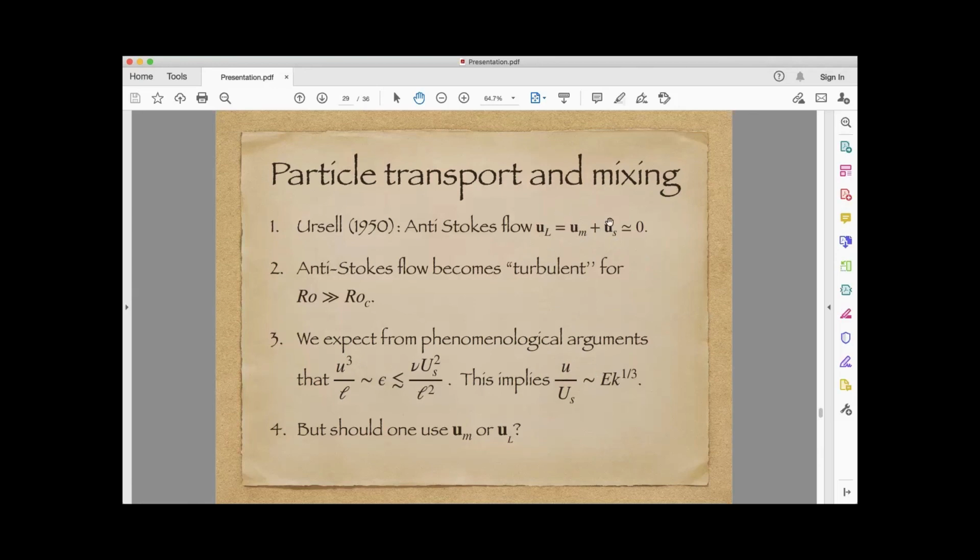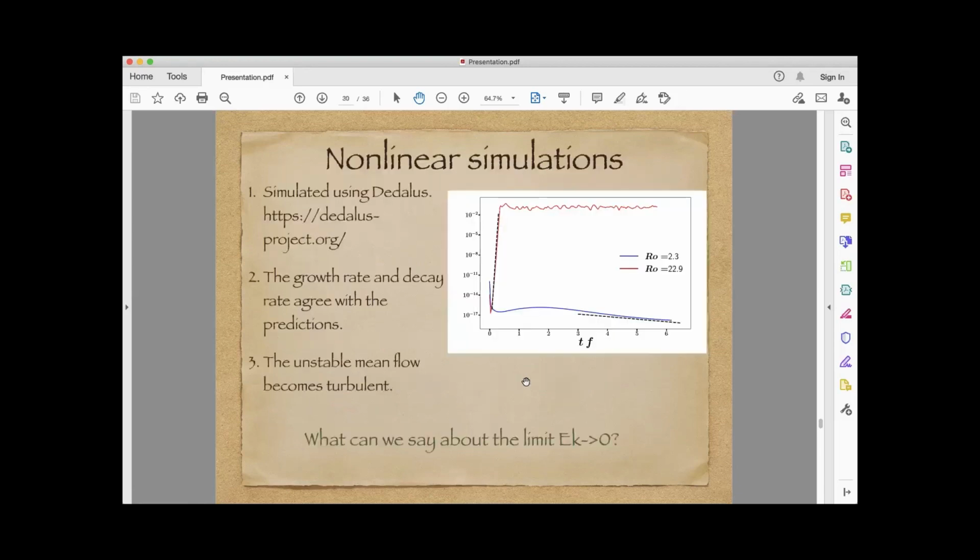Because even though UM is equal to minus US according to Ursell, we do find that it's unstable and it becomes turbulent. And according to turbulence, if you take the UM velocity field, U cube over L scales like the dissipation rate. And since the dissipation rate is bounded by viscosity, U goes to 0 as viscosity goes to 0. Or you can take U to be UL, where you say that UL is bounded by viscosity and UL goes to 0 as viscosity goes to 0. So this is what we'll be verifying here.